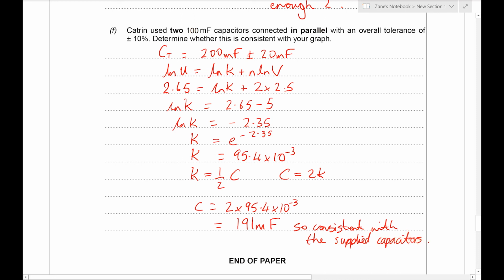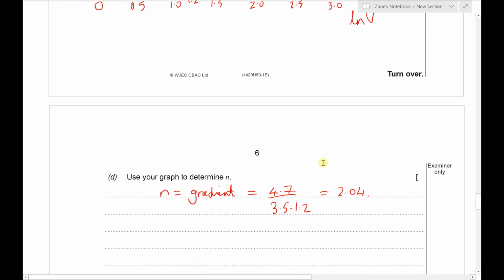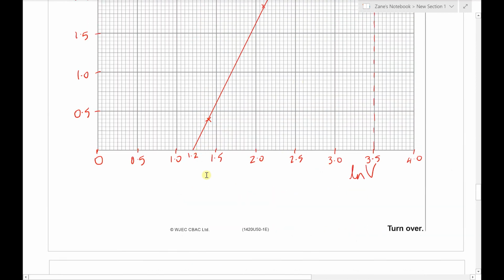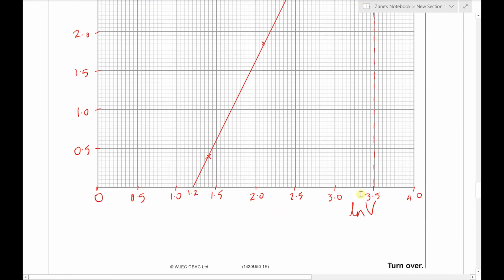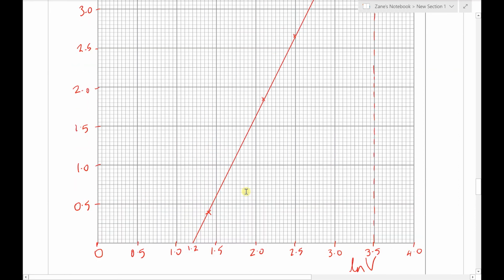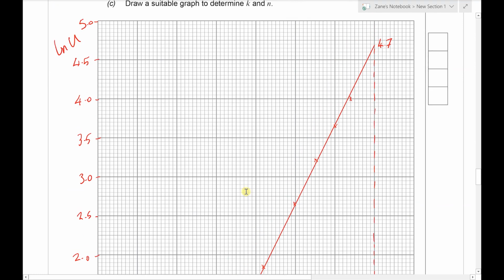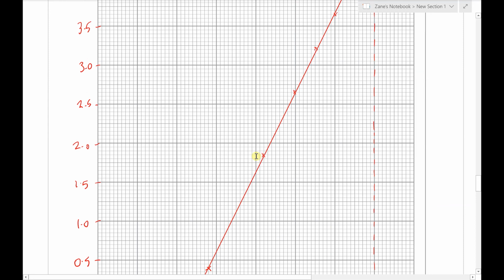Okay, so that's the end of that paper. Went through it quite quickly, but in reality the thing that takes the most time is getting this graph right. So think carefully about scales, plot points carefully, make sure that we label axes, draw a consistent line of best fit and find that gradient.